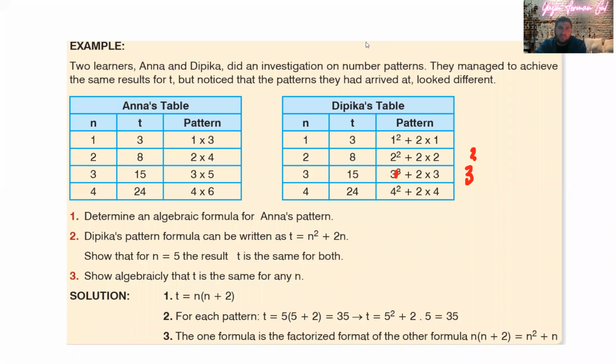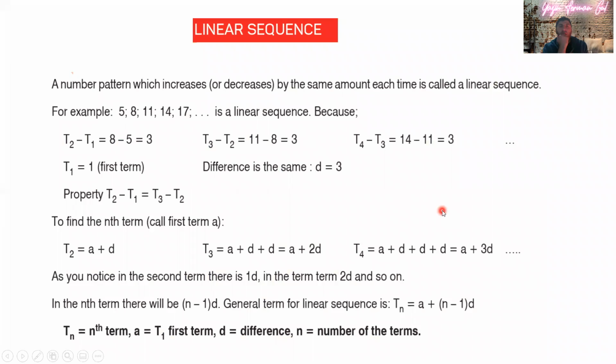Then we come here, again just a formula. The linear sequence, guys, as we discussed in class, we look at the number pattern and how it increases or decreases. If it increases or decreases by the same amount each time, then it's called a linear sequence. If we look at the sequence here, from 5 to 8 is plus 3. 8 plus 3 is 11. 11 plus 3 is 14. 14 plus 3 is 17. So this is a linear sequence. Why? Because every time the numbers are increasing by the same amount.